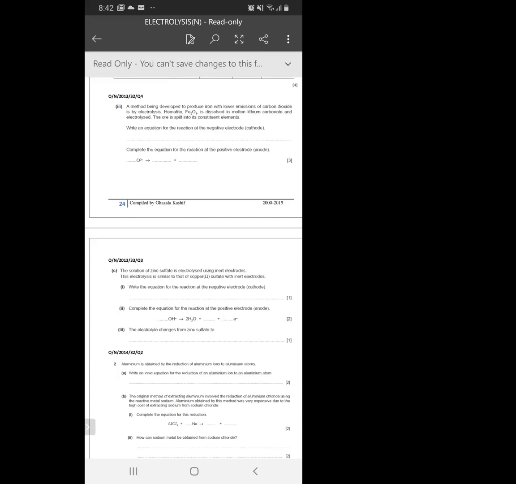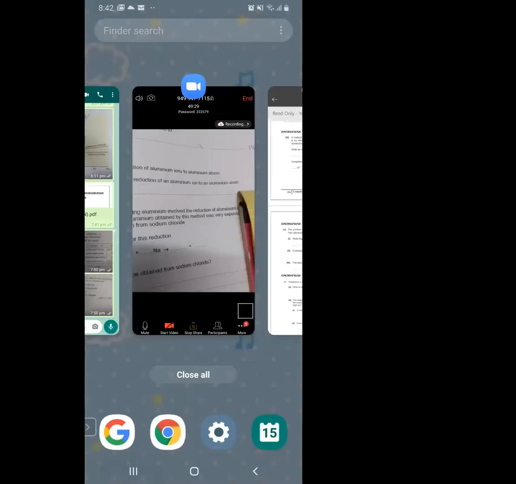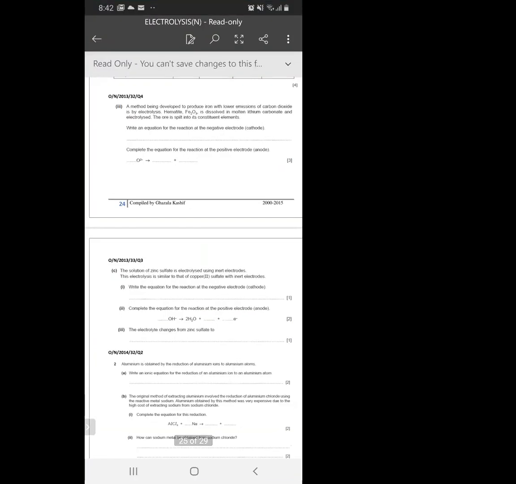So now this electrolysis would be exactly like the electrolysis of copper 2 sulfate. I mean, exactly. Write the equation for the reaction at the negative electrode. Who will tell me? Now, this was what? This is zinc sulfate solution.